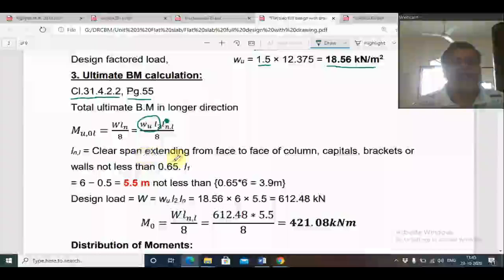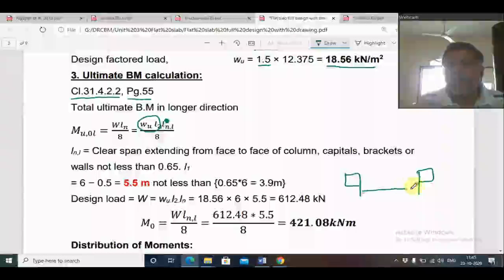Ln is the clear span extending from face to face of the column. Here the size of the column is 500 mm, that is 0.5 meter. This column to this column, face to face column distance. We know that the center to center distance is 6 meter, so we have to deduct half of the column size on either side. So totally one column size I have deducted here, and the obtained value is 5.5 meter.